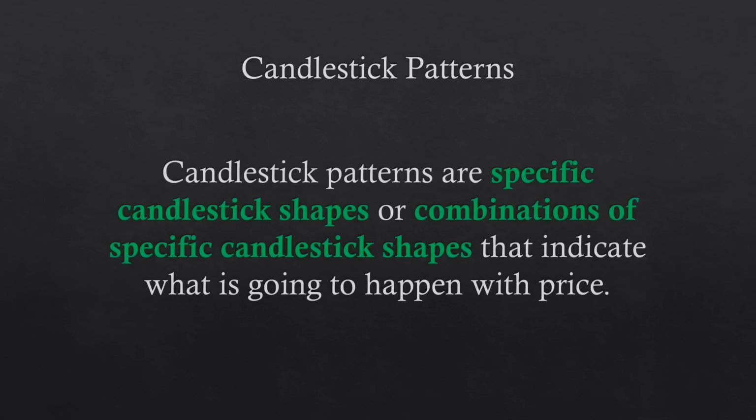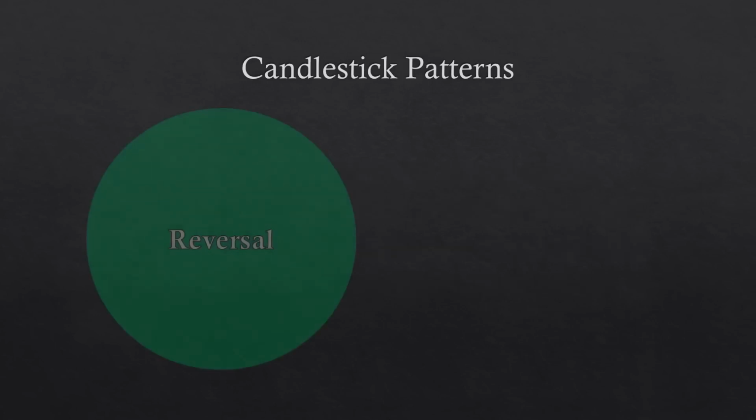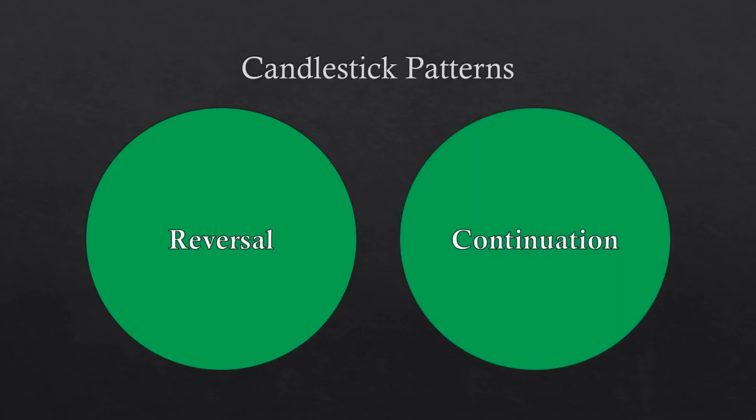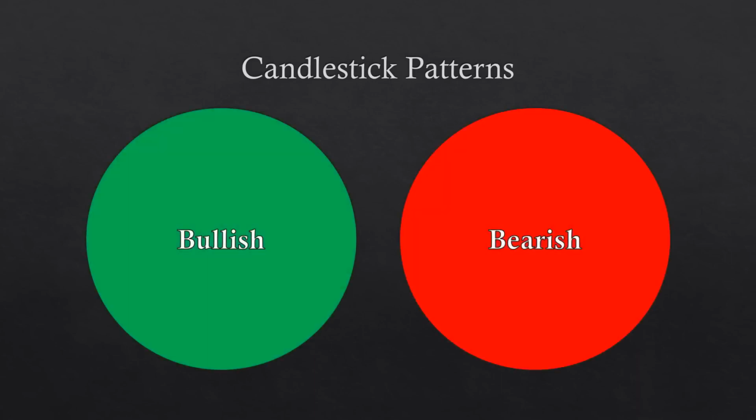Candlestick patterns are specific candlestick shapes or combinations of specific candlestick shapes that indicate what's going to happen with price. The first thing to know here is that there are candlestick patterns that indicate a future reversal in price, and patterns that indicate a future continuation in price movement. The most useful candlestick patterns are the reversal type. These patterns usually have a bullish version and a bearish version. The term bullish indicates upside, and the term bearish indicates downside.